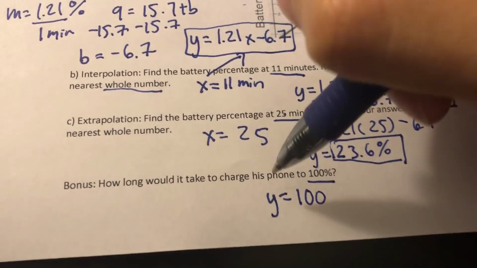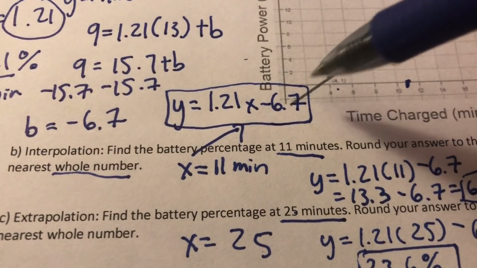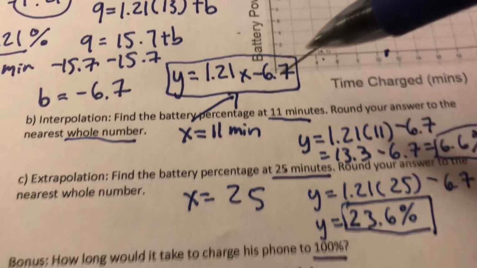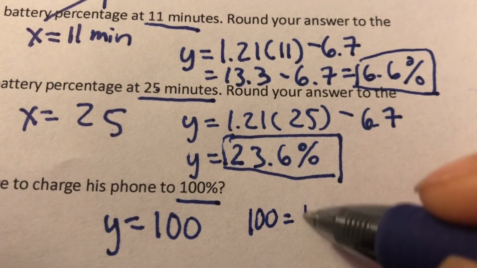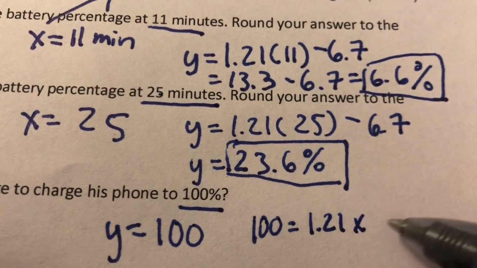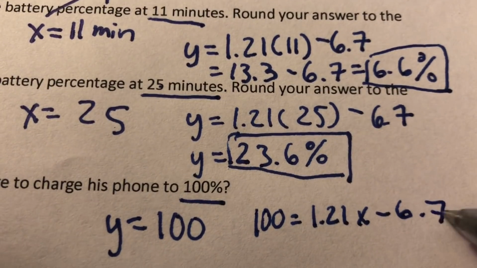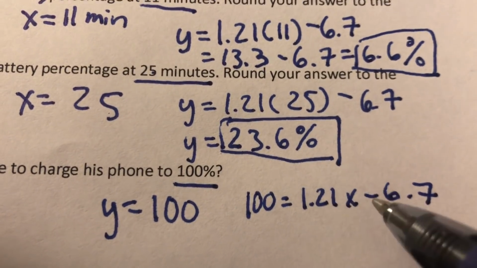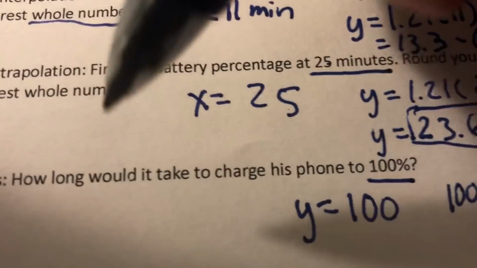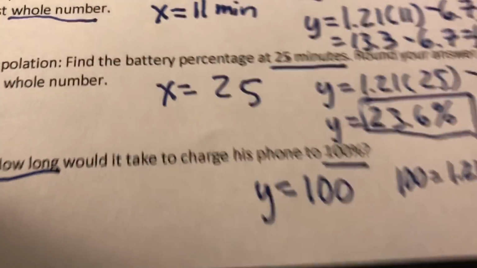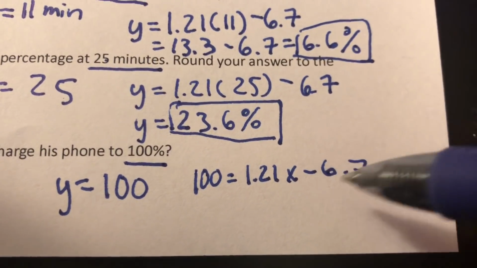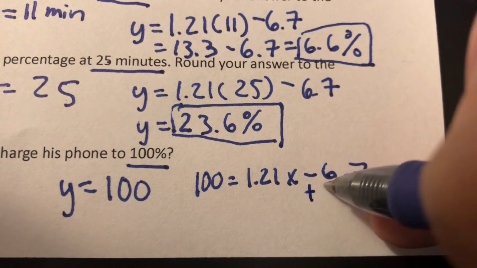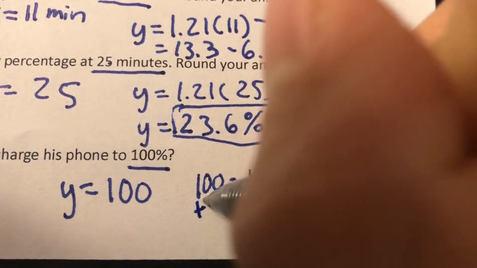So now I'm going to plug my y back into the equation on top that I found earlier that represents this situation. My y is going to be equal to 100, so I have 100 is equal to 1.21x minus 6.7. Now I have to solve for x because it's asking me how long. That means I need to find how long it's going to take for me to get my phone to 100%. So here, in order to solve for x, I'm going to add 6.7 to both sides.